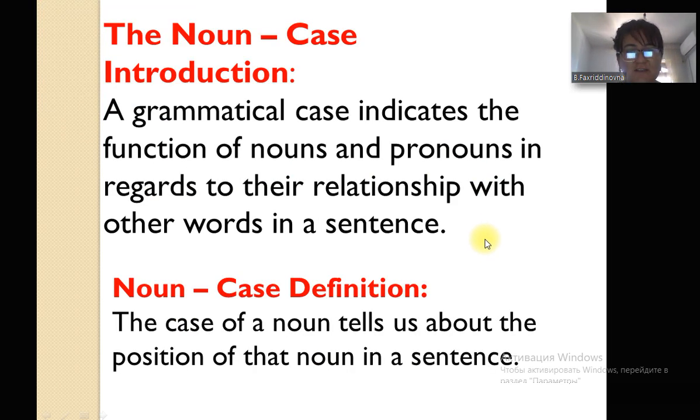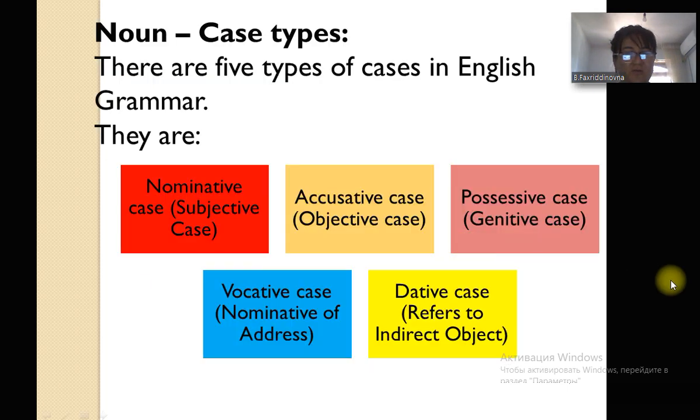Noun case introduction. A grammar case indicates the function of nouns and pronouns in regards to their relationship with other words in a sentence. What is the definition? Noun case: the case of a noun tells us about the position of that noun in a sentence. We know in the English language there are 5 noun cases. They are nominative case, accusative case, possessive case, vocative case, and dative case.